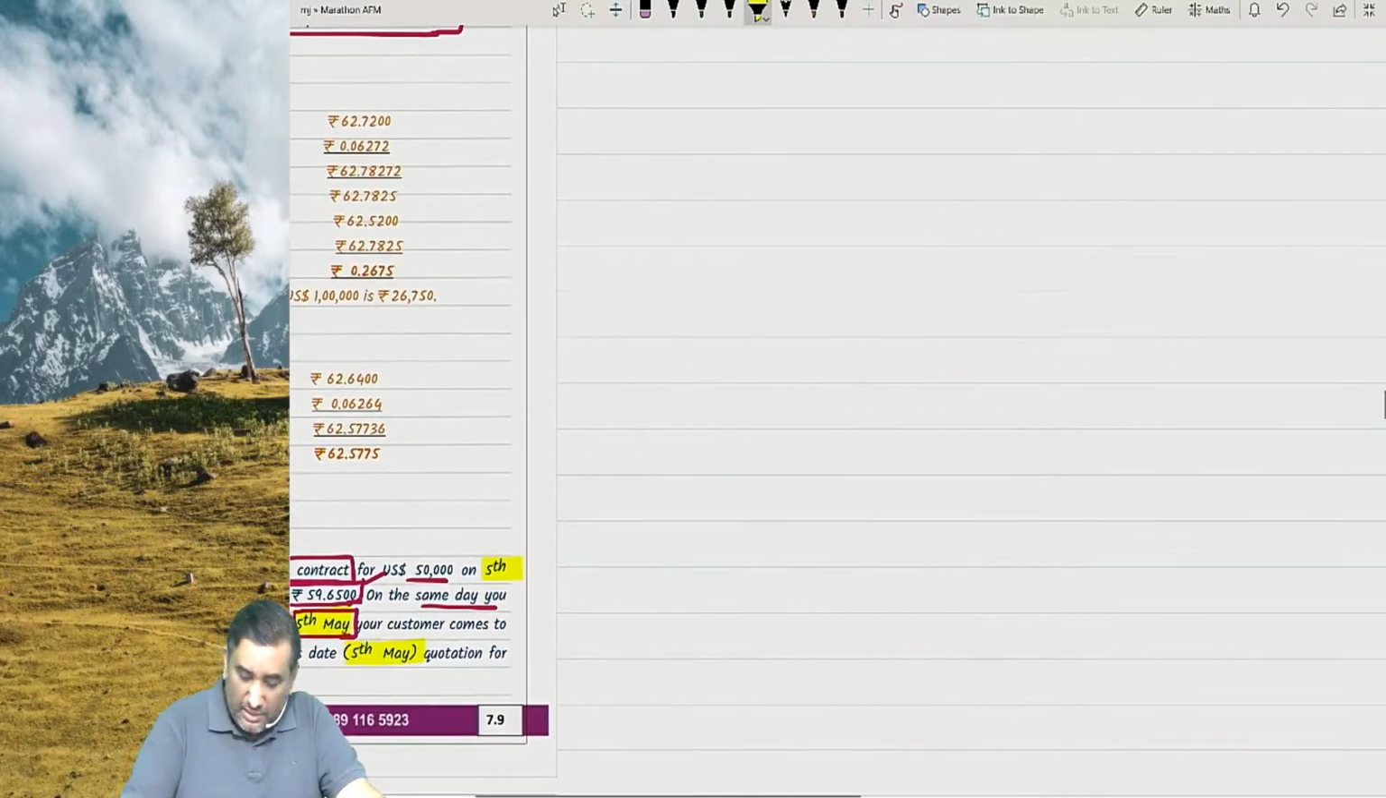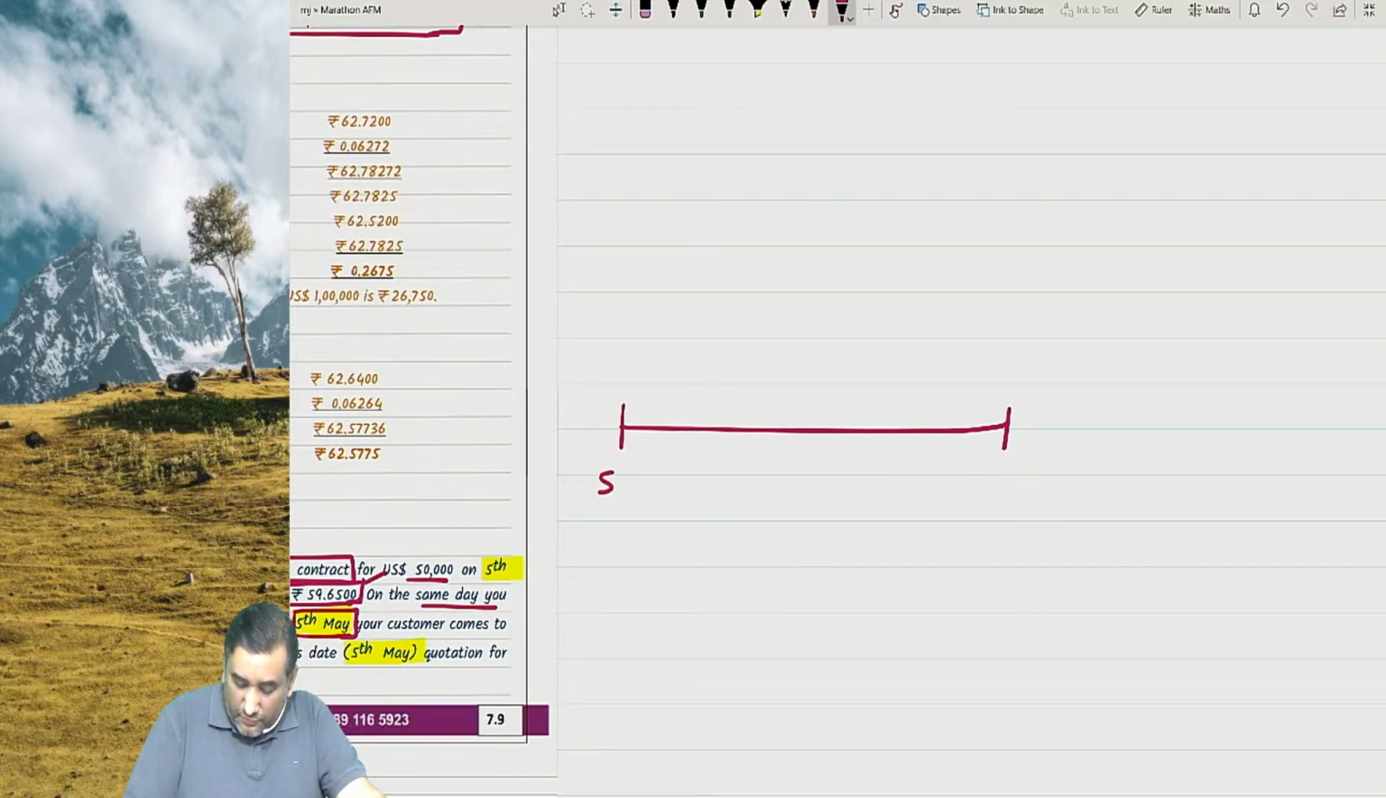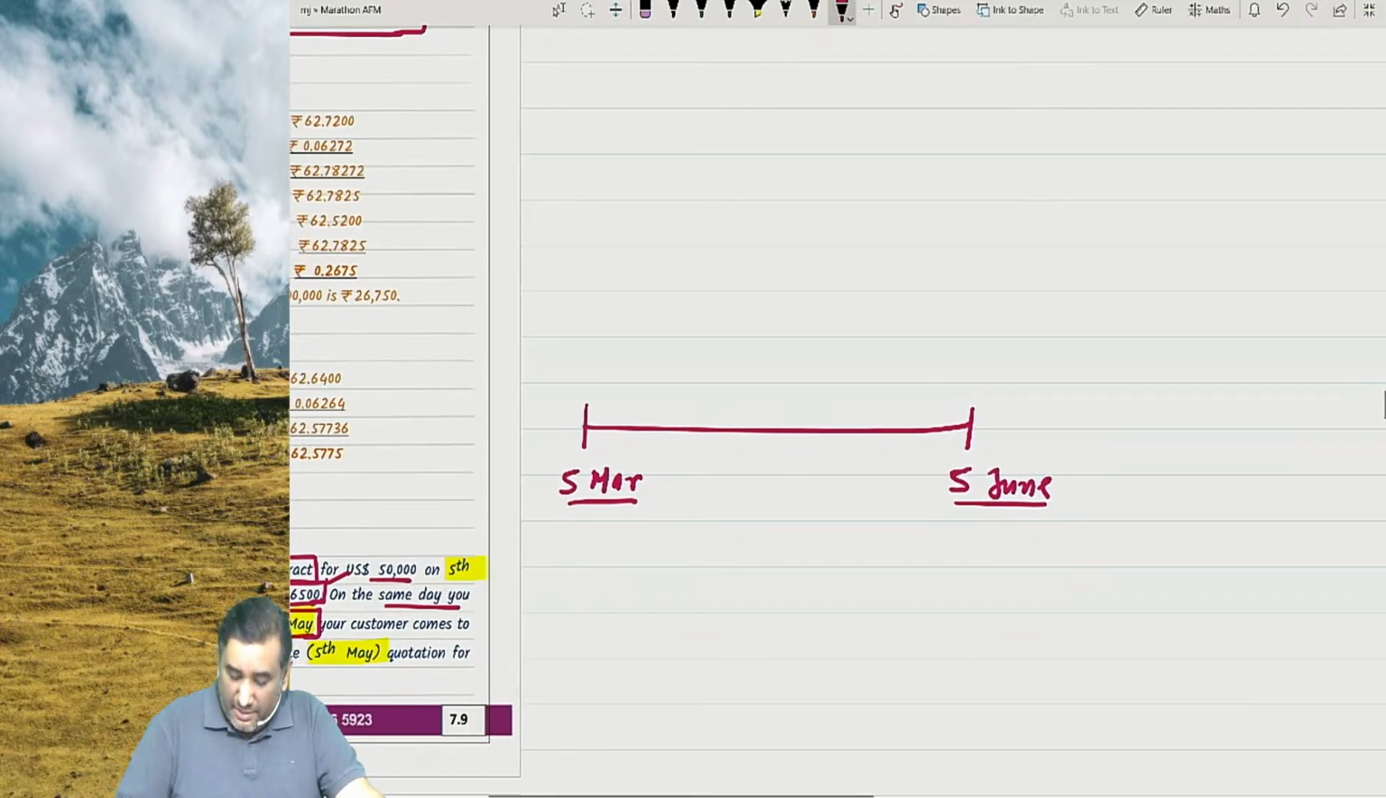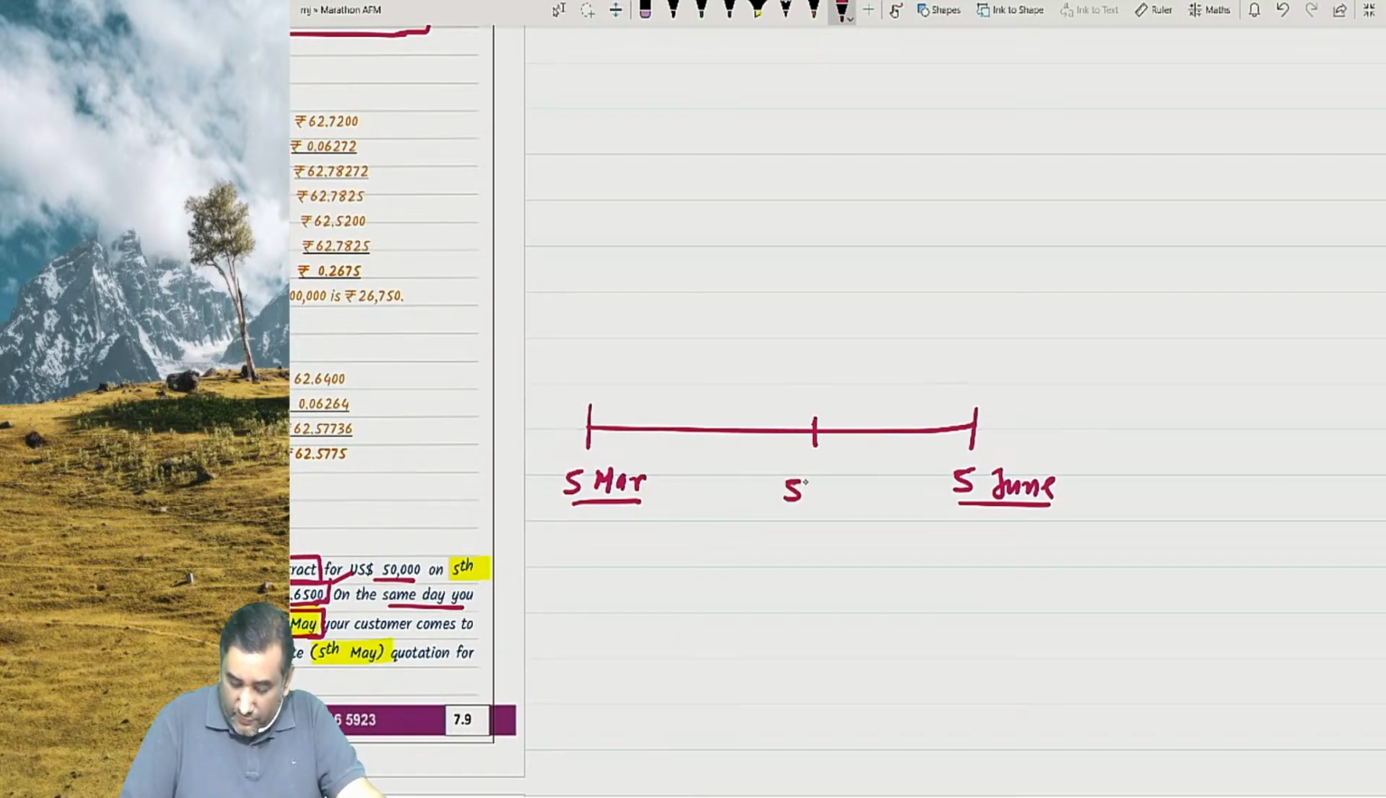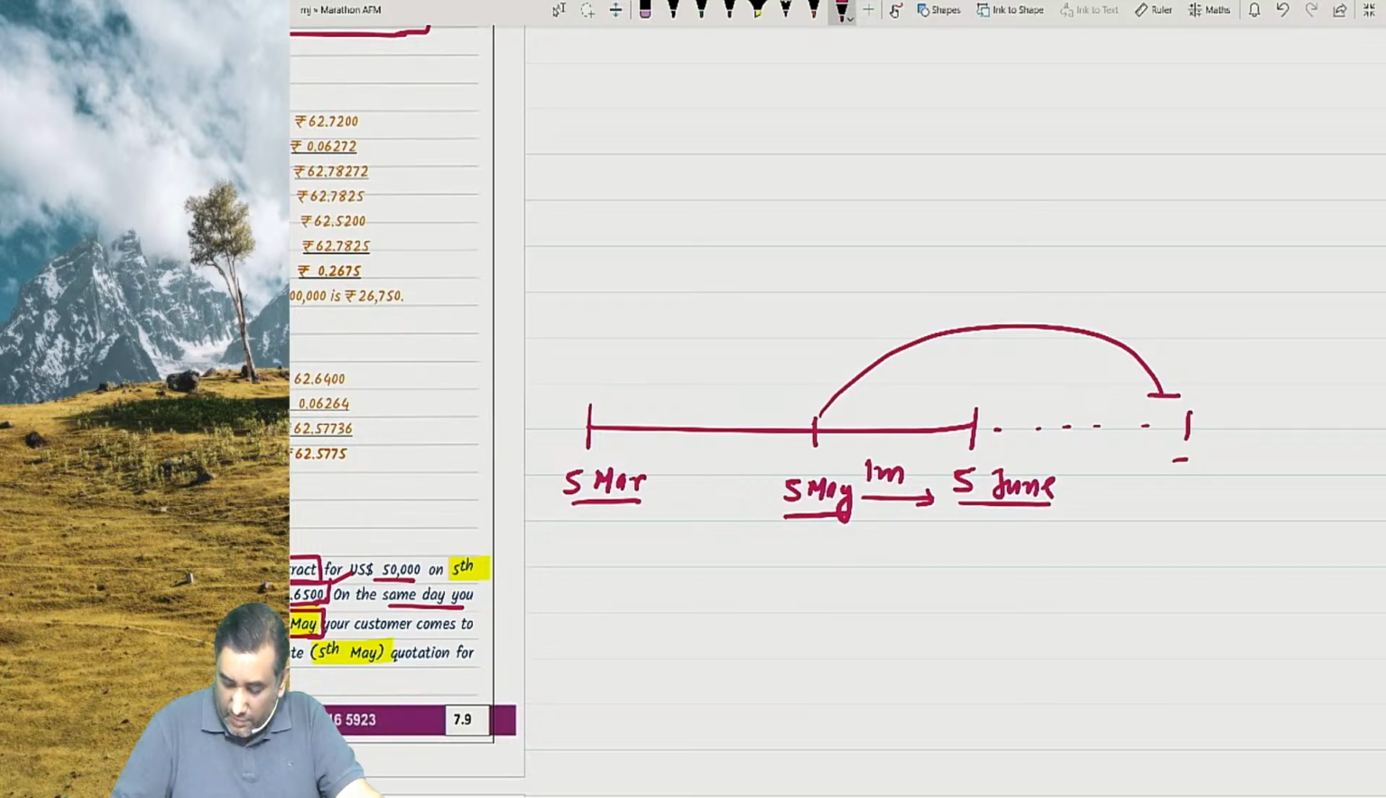Let me draw in the line chart how the events are taking place. So please, this was 5th March. Original contract was 5th June. And then you are coming on 5th May. That is basically 1 month before due date. The extension you are asking for is 5th July. That means I have to give you the rate of 5th July. Now, where should we stand and do every adjustment?